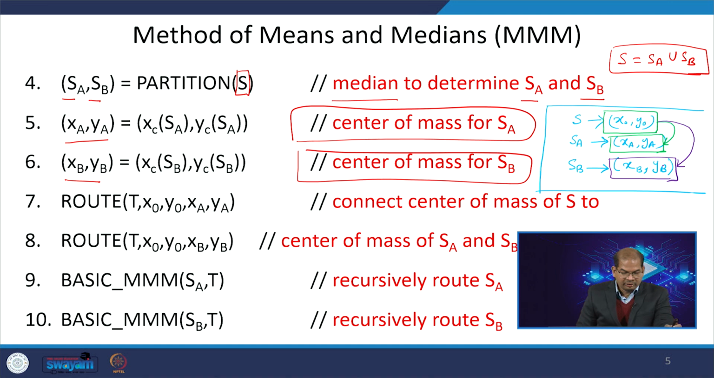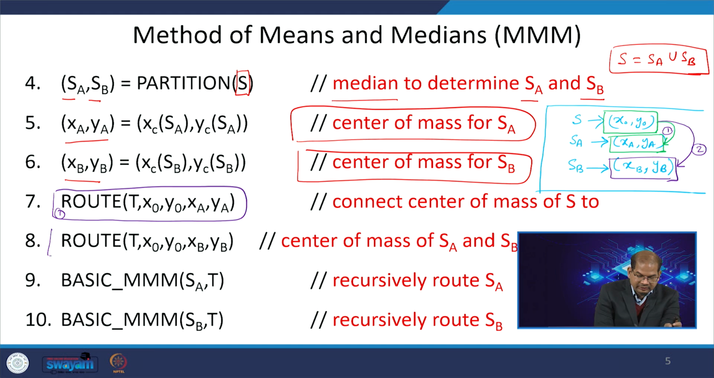This is the first step, given here. The second step is done here. Now, I did the routing and connected the centers of mass.